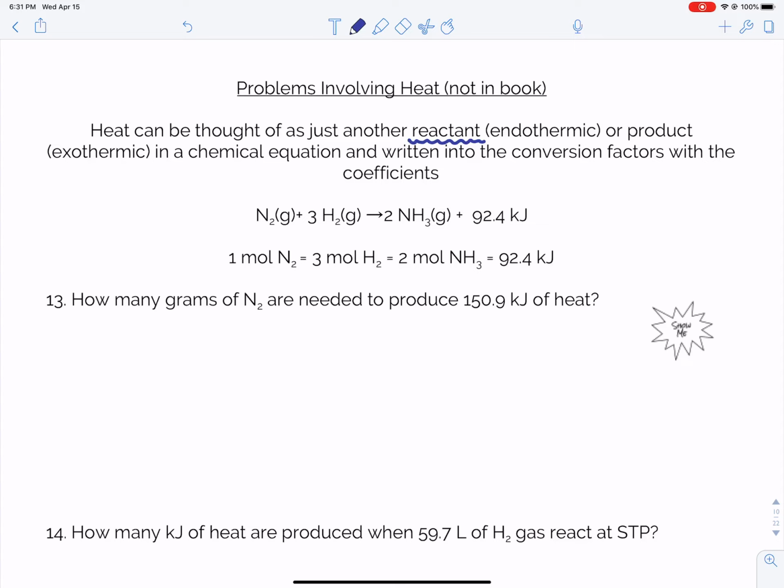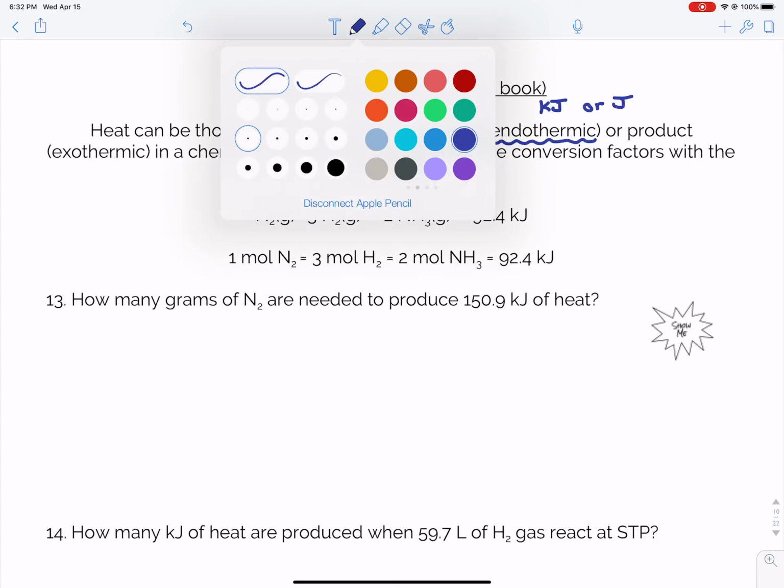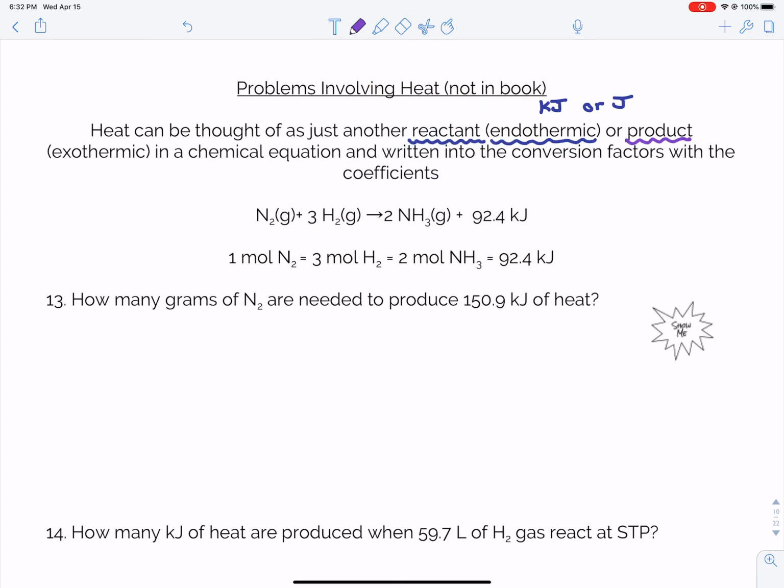If that is the case, we know the reaction is endothermic. Energy will have units of kilojoules. It could be joules, but I think every time in this chapter it's kilojoules. That's the unit that we use for energy or heat. If it's an exothermic reaction, then energy would be considered a product, and that means we would see those kilojoules listed right in the balanced chemical reaction on the product side. If it's an exothermic reaction, the energy is on the product side. Endothermic reaction, energy is on the reactant side.